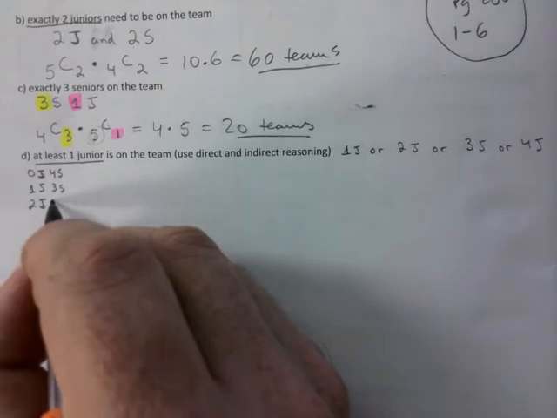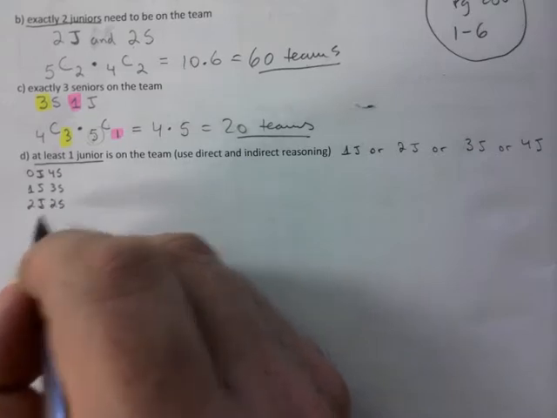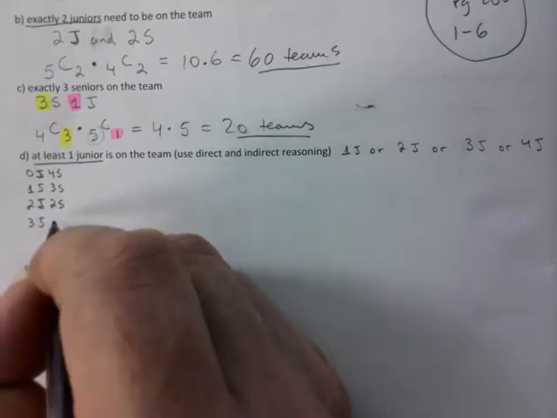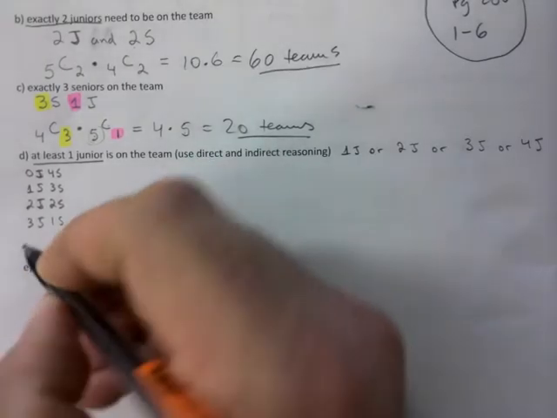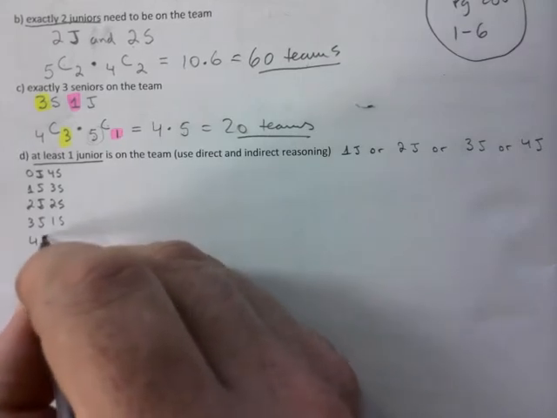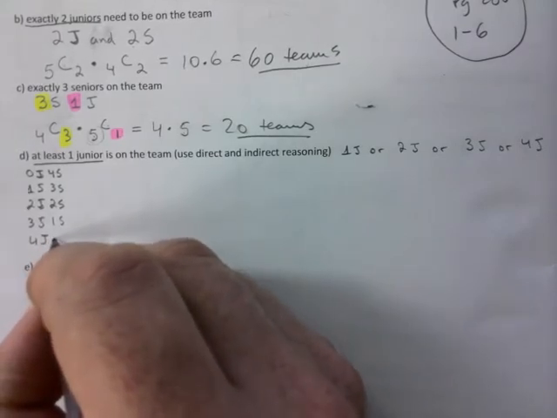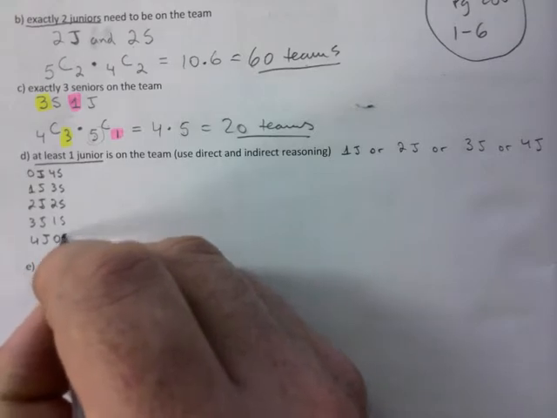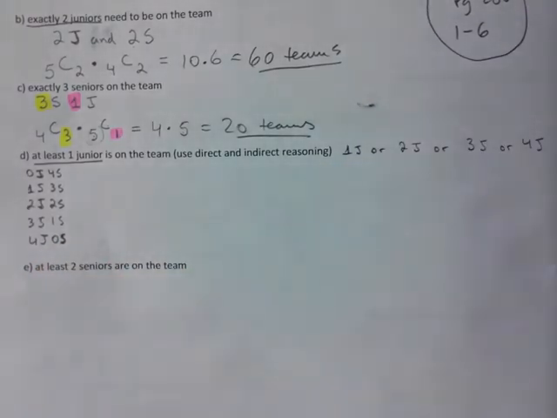And some of the answers we will already know. I'm going to start from the top, okay? 2 seniors, 3 juniors, 1 senior, 4 juniors, 0 seniors. Sorry, you have to be careful here. I'm going to do all the cases, guys, so that you can see what indirect and direct mean. Are you following?